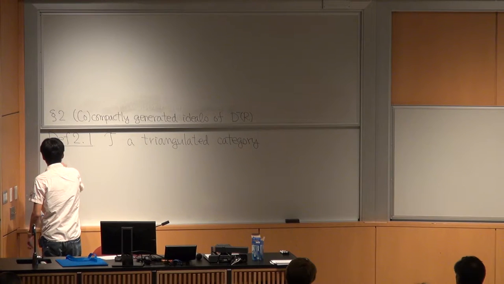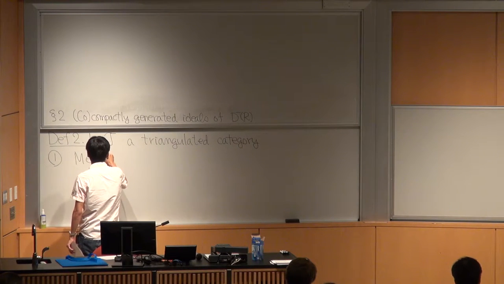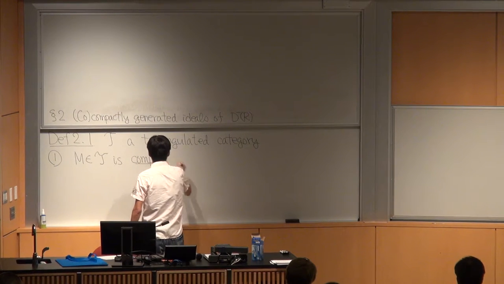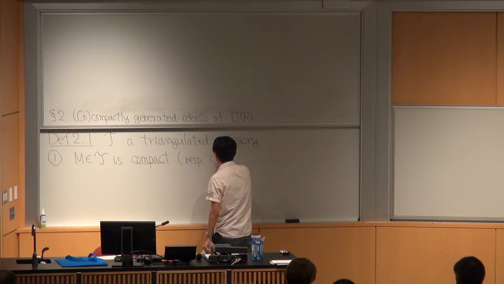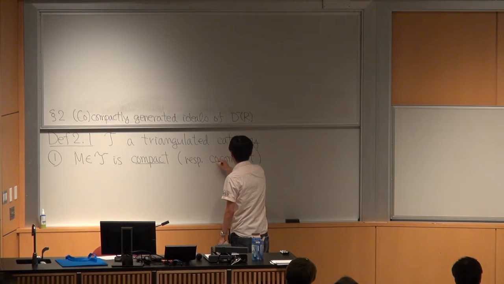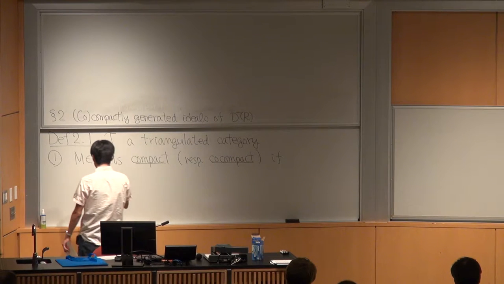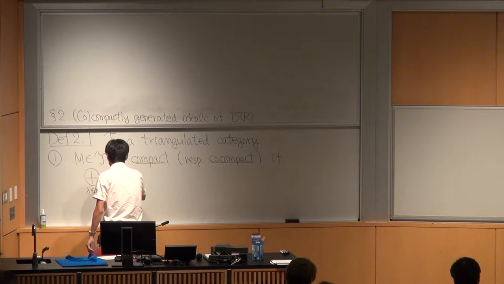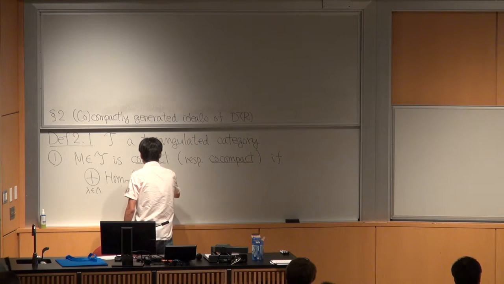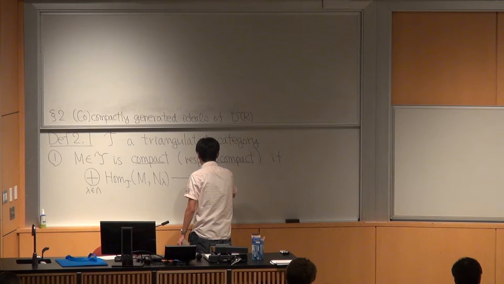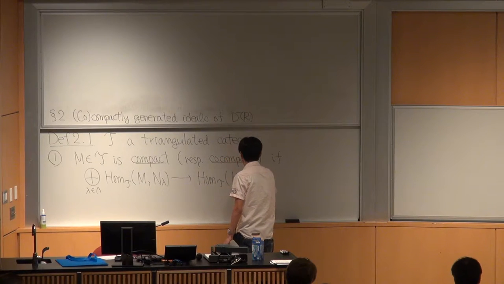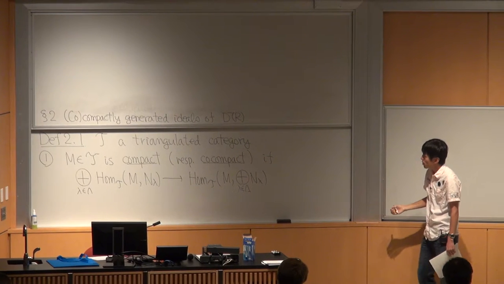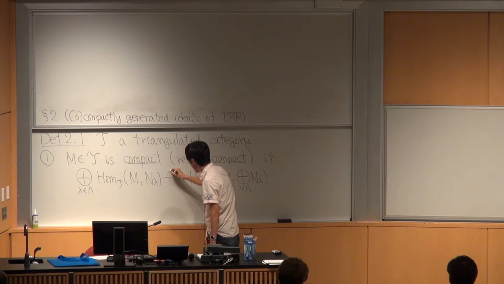Then, first, an object M in T is said to be compact, or respectively, M is co-compact, if the following natural morphism is an isomorphism: the natural morphism from the direct sum of Hom sets Hom(M, N_λ) to Hom(M, the direct sum of the N_λ). So we always have this natural morphism, and M is said to be compact if this morphism is an isomorphism.